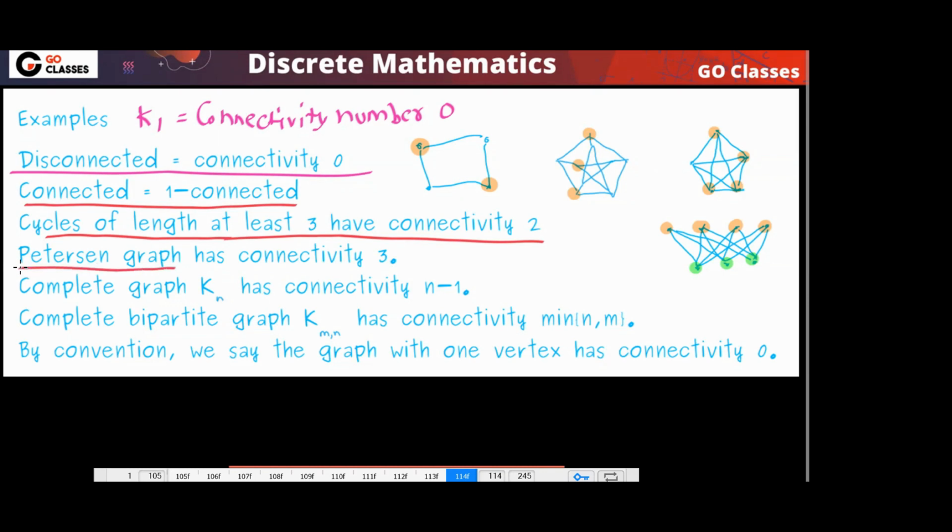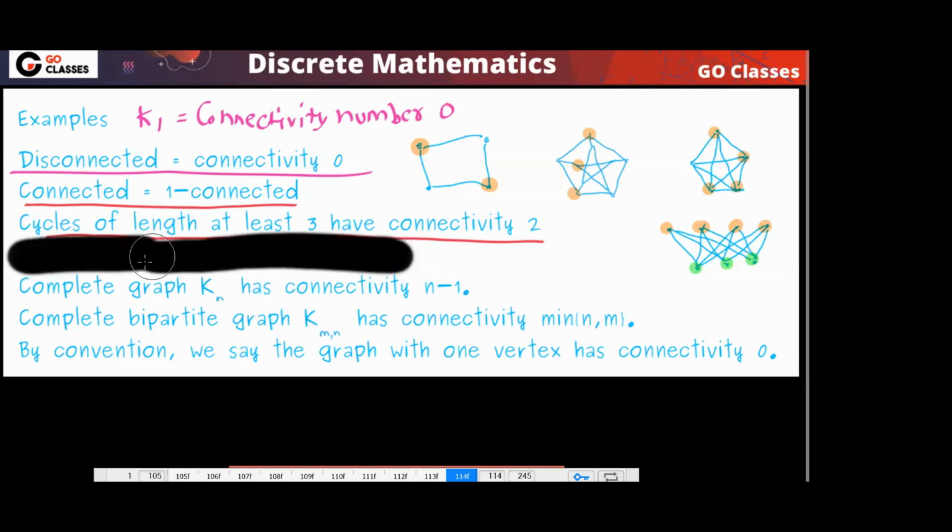This Petersen graph, there will be a separate lecture on it. I will record that video, so don't worry about it right now. Let me remove it so that you don't have to worry about it. We will see it in a separate video.